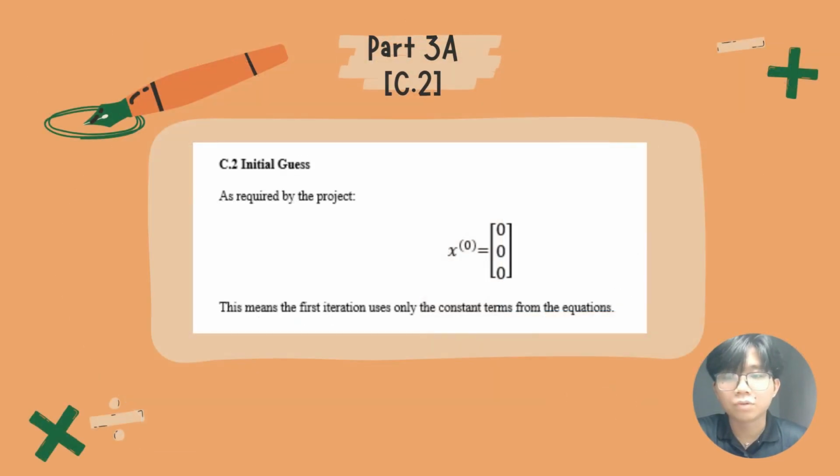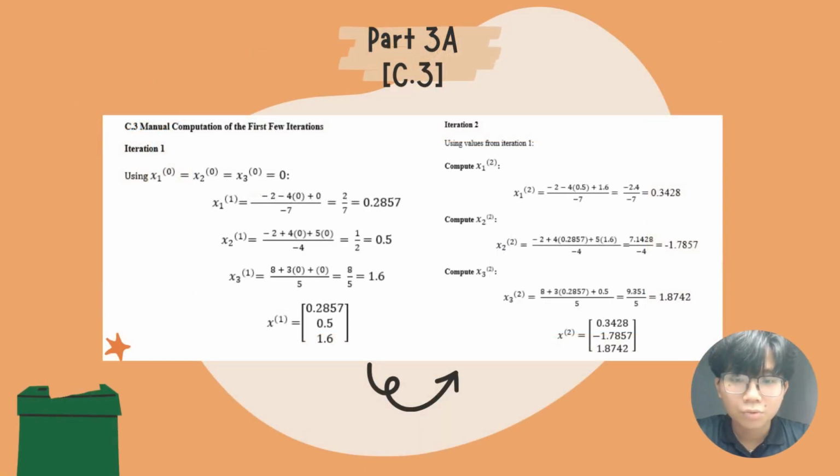Okay, so part C2, initial guess. According to the project requirement, we choose the initial guess x at 0 equal to 0, 0, and 0. This means all variables start from zeros. C3, manual computation of the first few iterations.